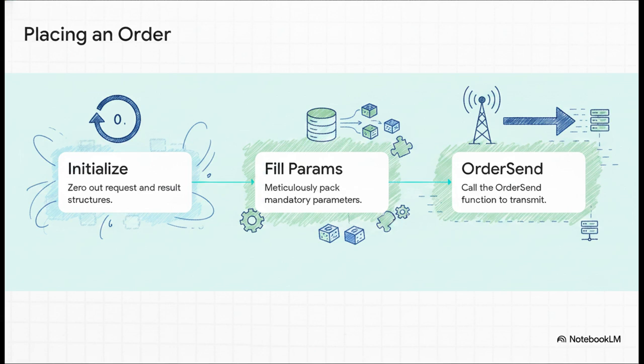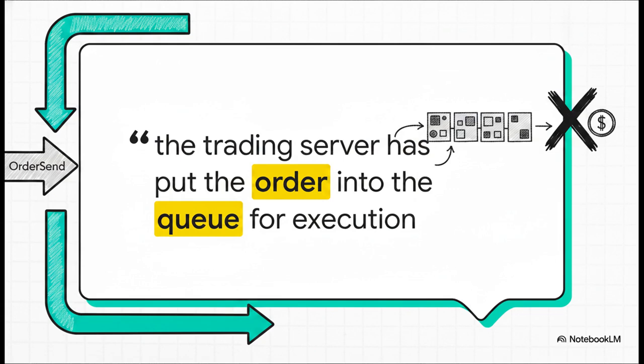You call the OrderSend function to actually transmit that data payload across the network straight to the server. But hold on, I need to pause here for a second and highlight a really critical distinction straight from the MQL5 reference. It states that if the OrderSend function call completes successfully, it just means the trading server has put the order into the queue for execution.